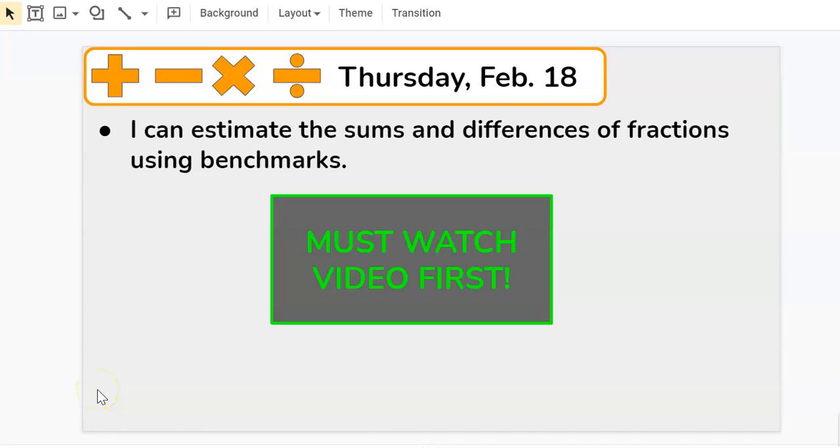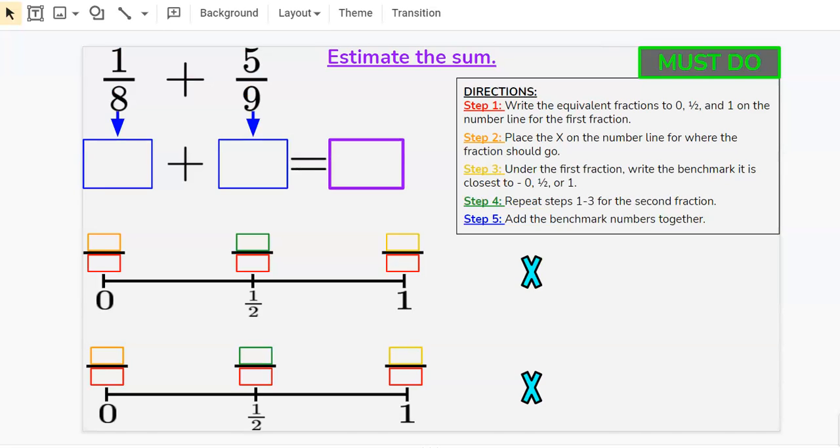Welcome back for another day of estimating the sums and differences of fractions using benchmarks. Yesterday we used fraction bars a couple of times first. Today we are not going to. Today we're going to go straight to using the number lines and just placing the x's on the correct spot. So again, I'm going to show you an example of how to do this when we're estimating the sum.